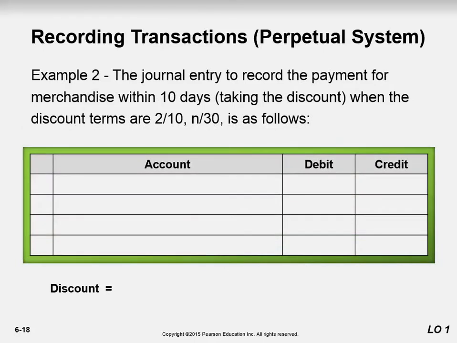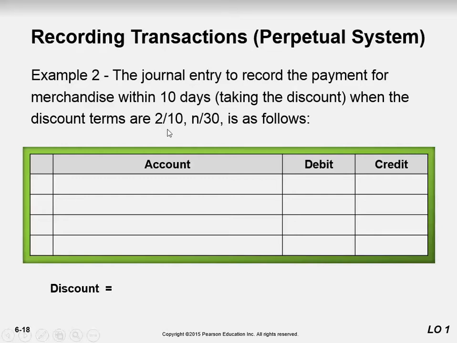Okay. Notice that the discount is 2 within 10 days, and then net after that. In other words, between 10 days and 30 days, you owe the full amount. There is no discount between 10 and 20. The only discount that exists is inside of that 10-day period. So we're going to pay this within 10 days. Notice how it strategically says within 10 days. So you know there's going to be a 2% discount.